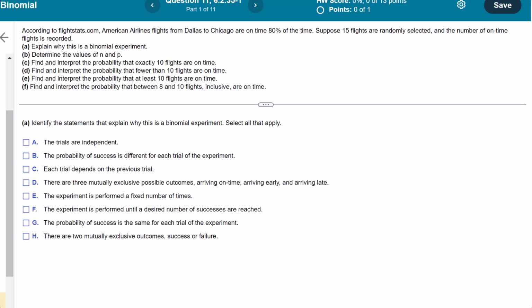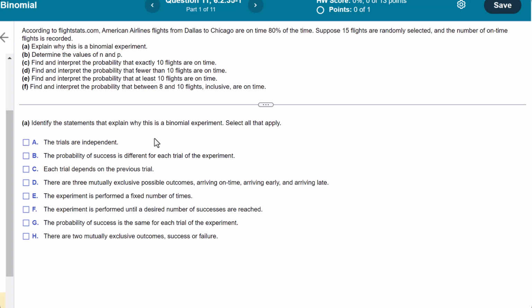According to FlightStats.com, American Airlines flights from Dallas to Chicago are on time 80% of the time. Suppose 15 flights are randomly selected and the number of on-time flights is recorded. So we have parts A through F. I'm just going to hit these one at a time. Explain why this is a binomial experiment. So we need to identify statements that explain why it's a binomial experiment.